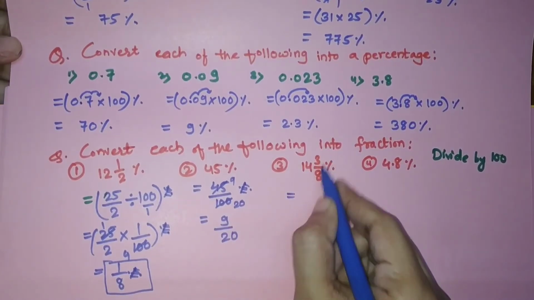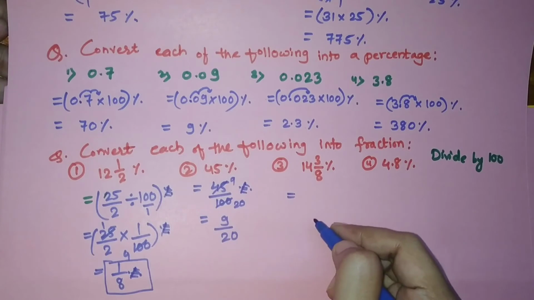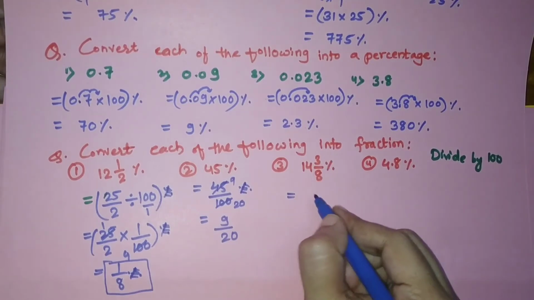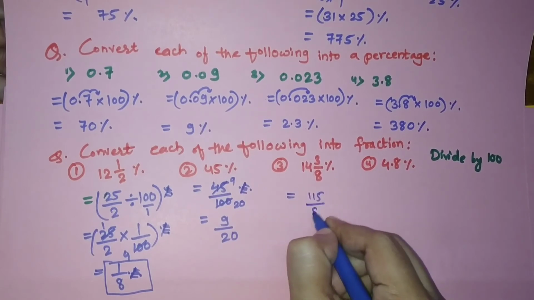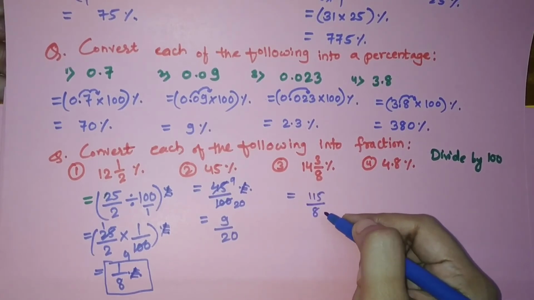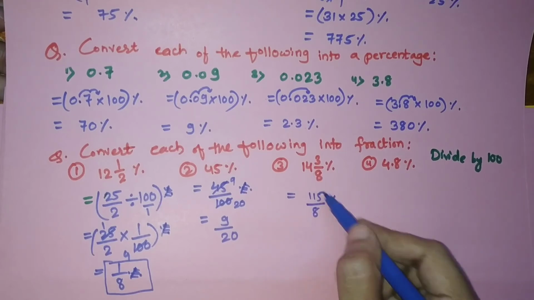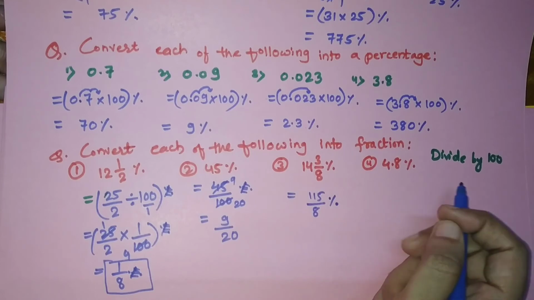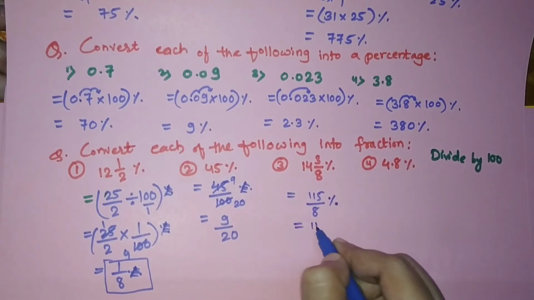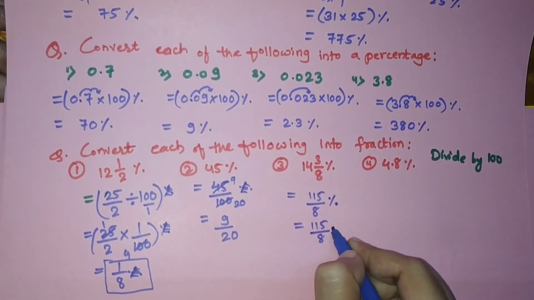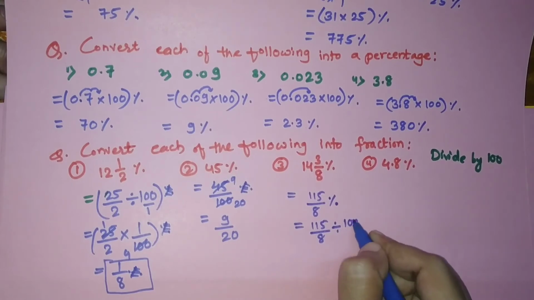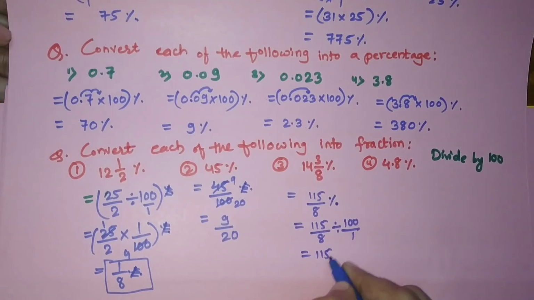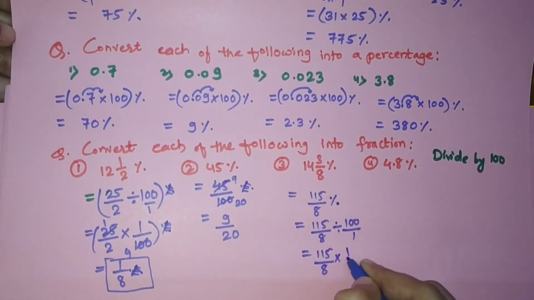Next we'll convert 14 3/8 percent into a fraction. So here we'll convert 14 3/8. It will be 115/8. So now I have converted it into an improper fraction. Now I'll remove this percentage sign. That means I will divide it by 100. So 115 divided by 8, we need to divide by 100. So friends, again you will get here 115 divided by 8, times 1/100.